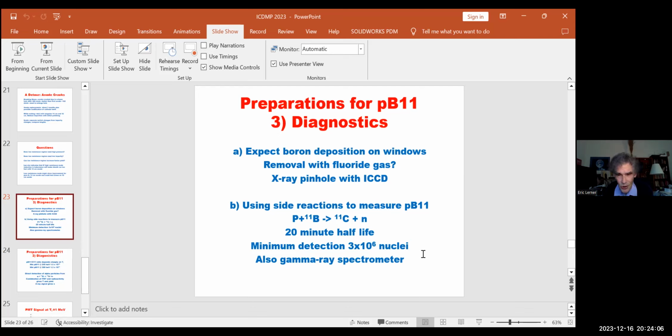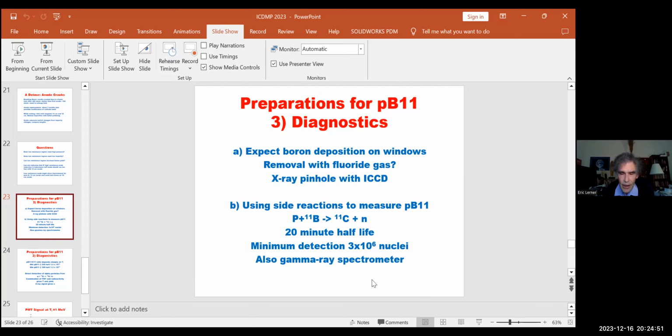Now, second of all, the big problem is we don't produce neutrons with the main reaction. That's a huge advantage for PB11 for producing energy, but it's a disadvantage for diagnostics. If we want the diagnostics outside of the device, we have to use the secondary reaction to get the neutrons. So one of these secondary reactions, which occurs at the high energy tail, is to produce radioactive carbon. Now that's a pain in the neck because we have to remotely operate because radioactive carbon is highly radioactive. But with a 20-minute half-life, it will decay overnight back to background.